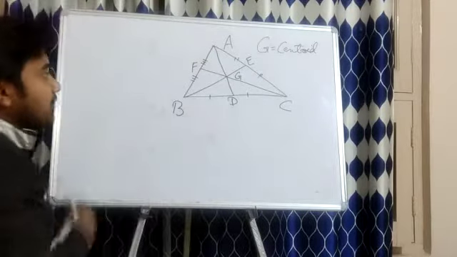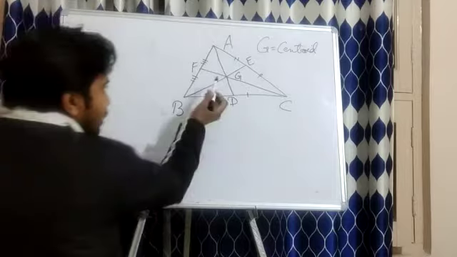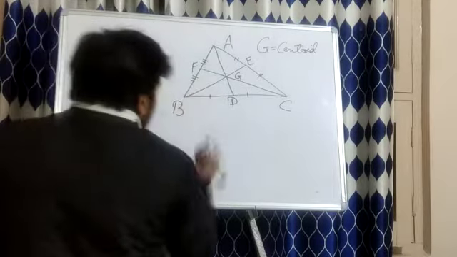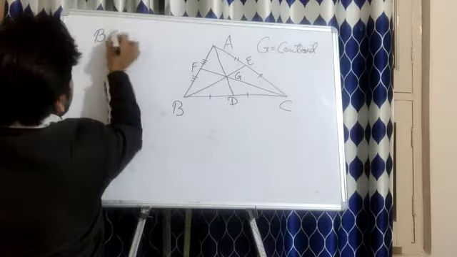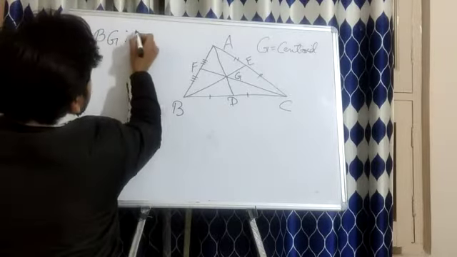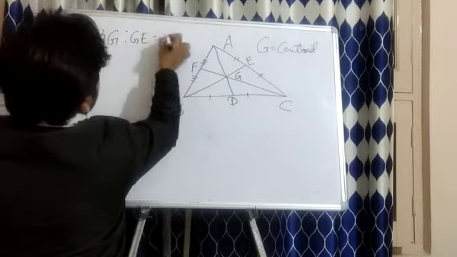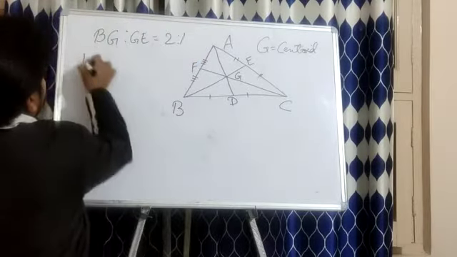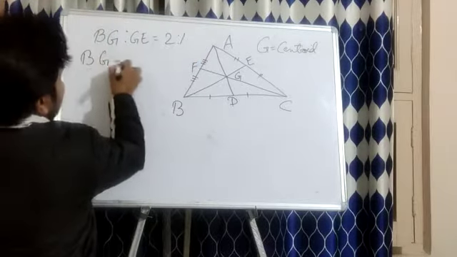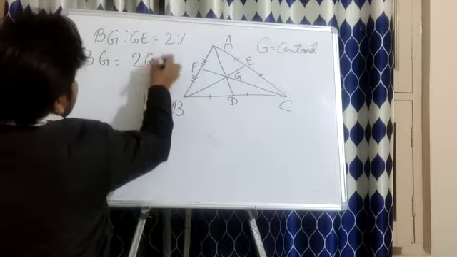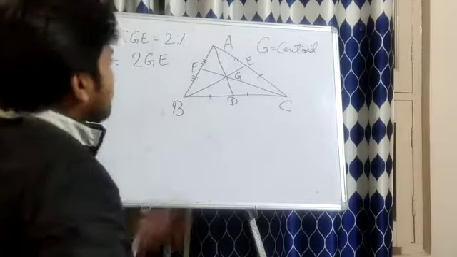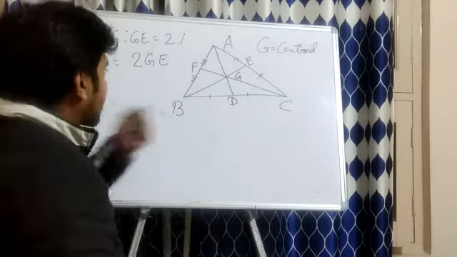Okay. Now here what we have to prove is that the centroid G divides the median in the ratio 2:1. So what we have to prove is BG is to GE is 2:1. In other words, you can say that BG is equal to twice GE. Now this is what we have to prove. Now to prove that, let's see how we should go about it.